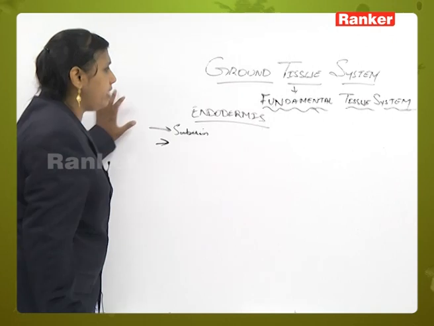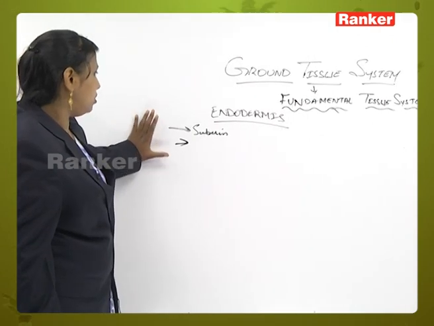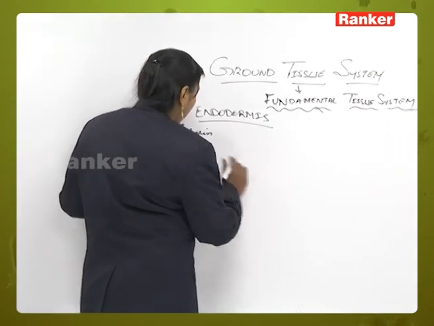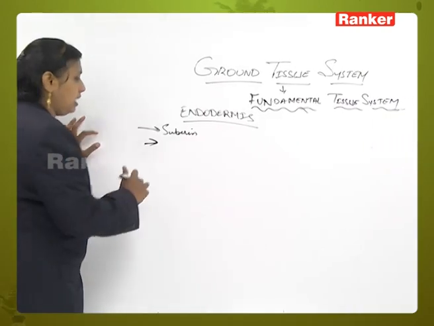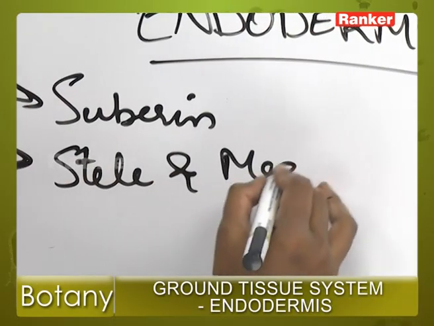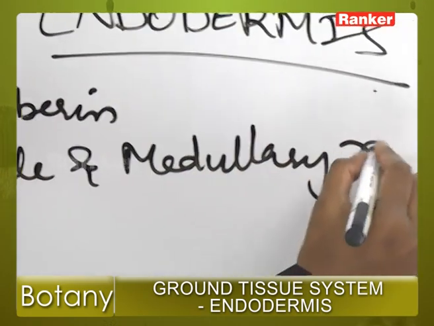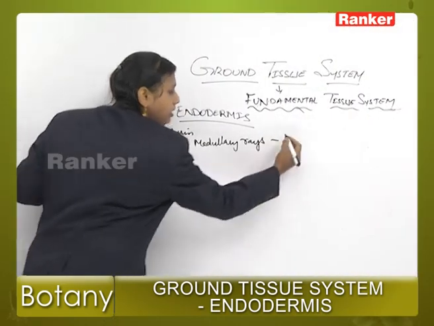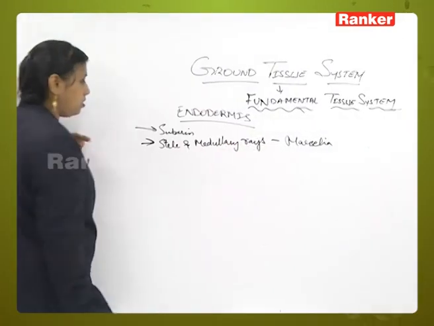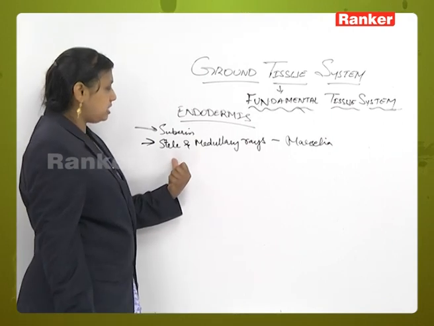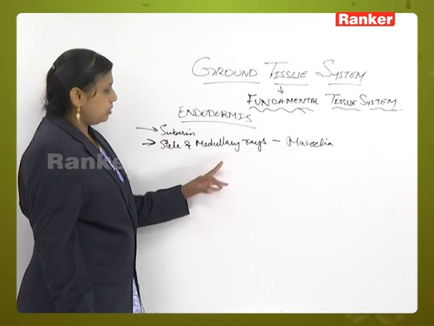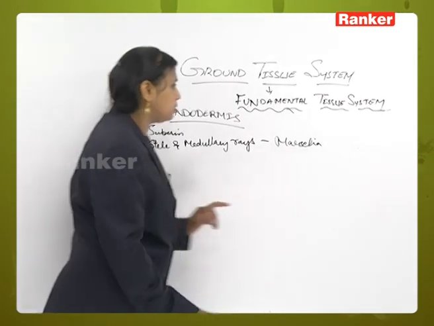In pteridophytes and gymnosperms, the endodermis is conspicuous, and it is present between the stele and the medullary rays. Example, Marsilea. So it is seen between the stele and the medullary rays in the case of pteridophytes and gymnosperms.